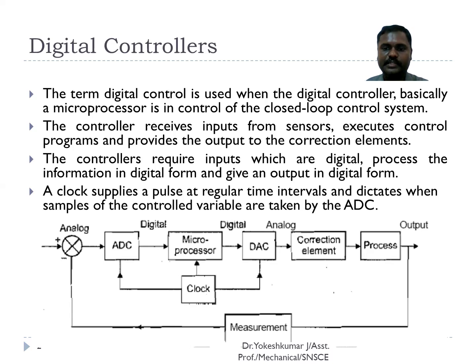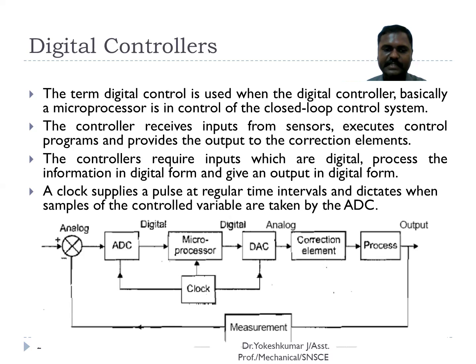The controller requires the input signal in digital form, and we have a clock which supplies regular pulses at regular intervals. Here we have an illustration. Initially, we have an analog system. It is a comparator which compares the set point value and the error signal received from the sensor and transducer. The difference between the sensor and transducer is that the sensor produces the error signal, whereas the transducer converts one form of energy into another, and it is sent to the comparator.